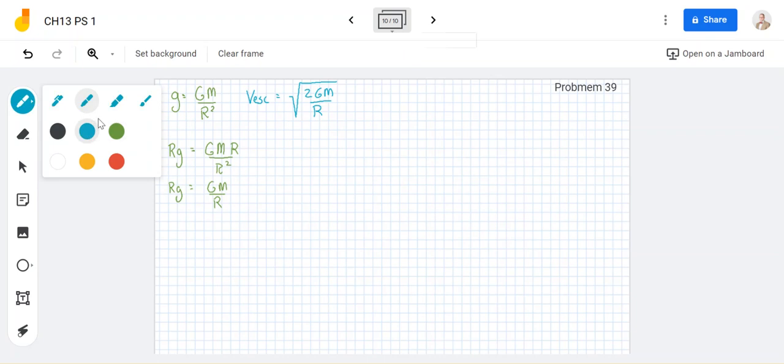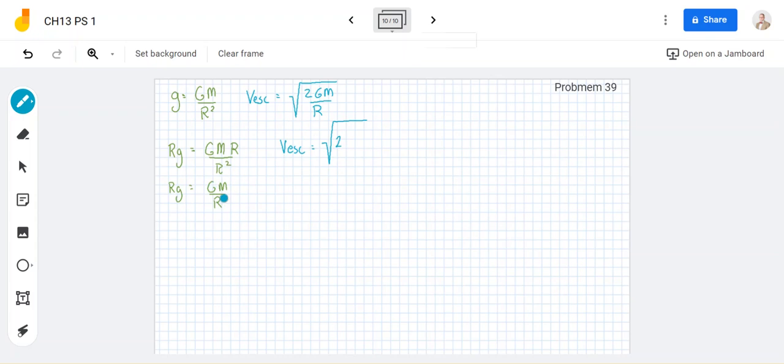So if I go to rewrite the escape speed then, I have a 2 on top, I have GM over R, but that's just Rg. So if you know the acceleration due to gravity, you can actually use that to find the escape speed. So now I have this.